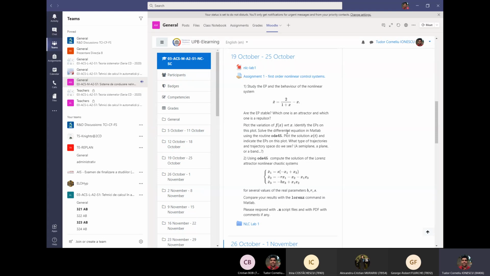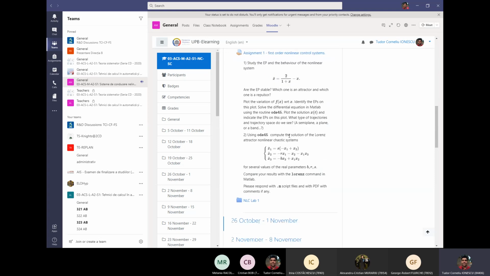Because I'm asking you here, what type of trajectory plane are we talking about? Is it a plane? Is it a half plane? Is it only a band, like you saw with the Riccati equations? That the solutions are split in bands depending on the initial conditions that you set for this equation.